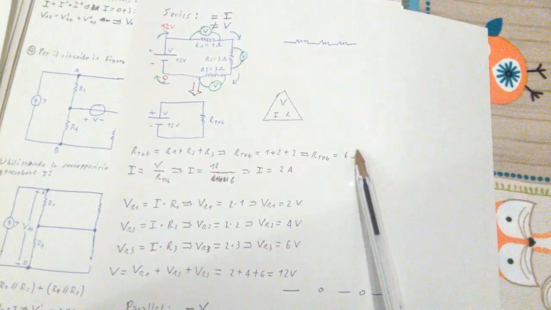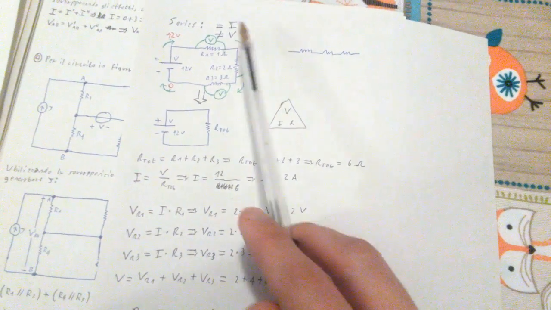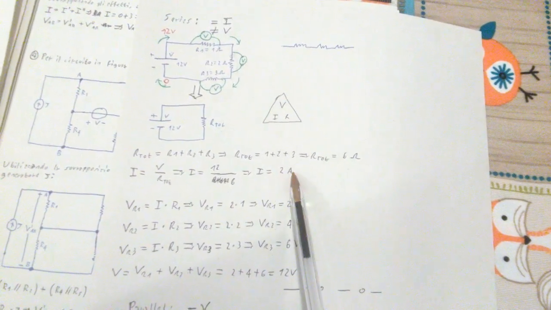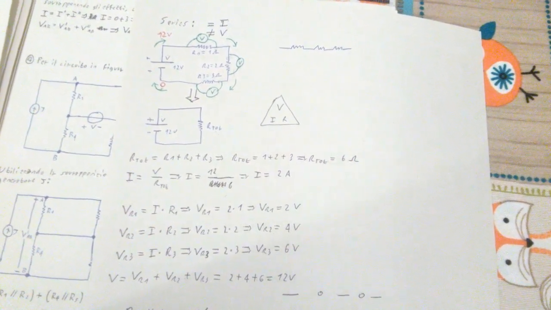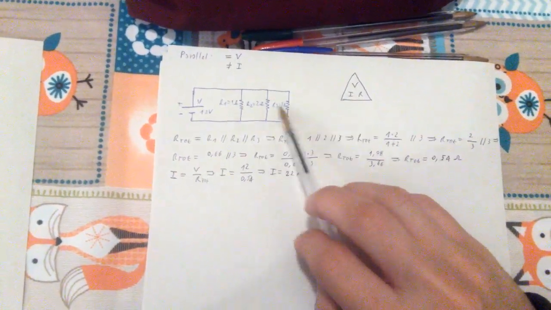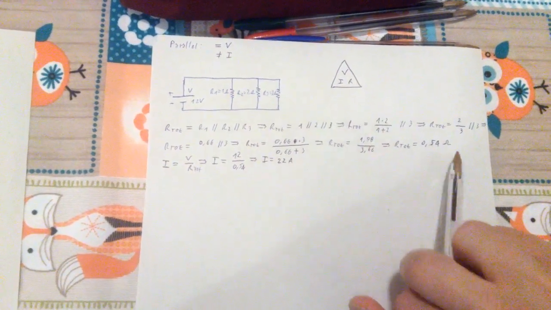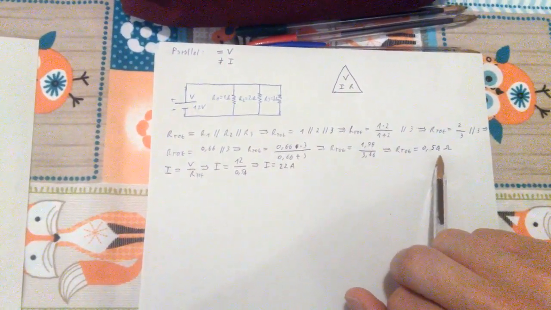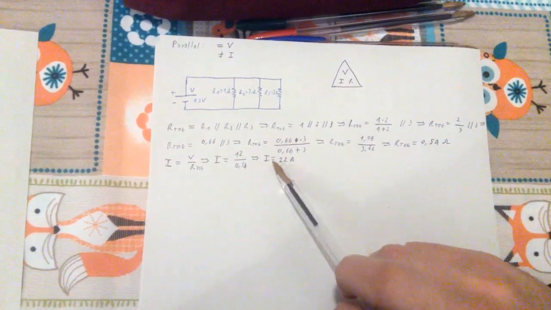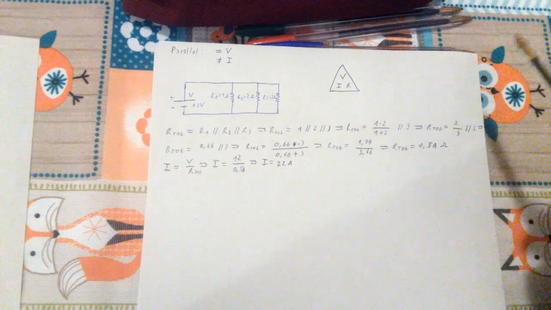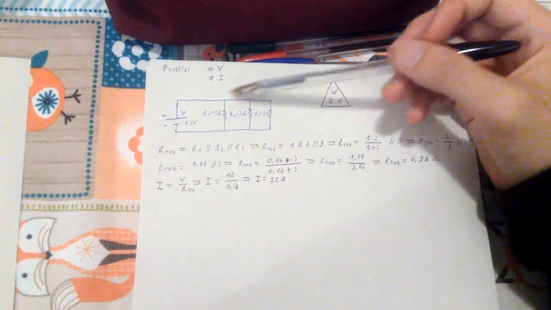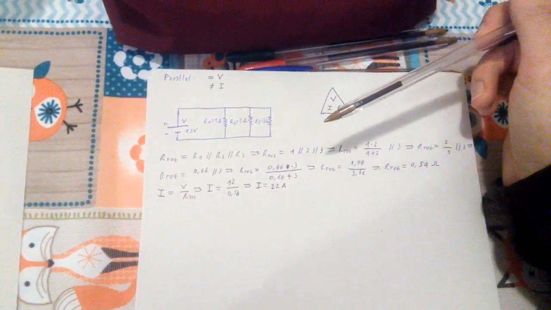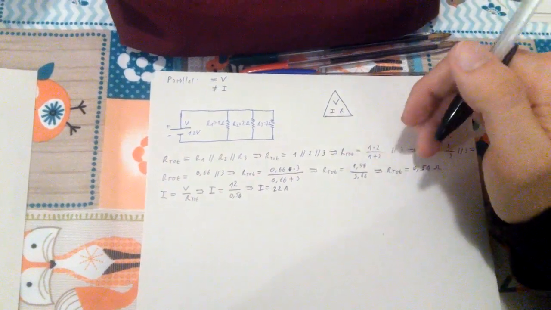So 6 ohm is a reasonable resistance for 3 resistances in series, and 2 amps was a reasonable flow of current going through the circuit. But here we have the exact same 3 resistances but in parallel, and we found out that the total resistance was way lower and the current was way higher. Why is that?